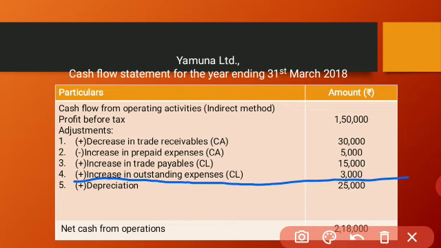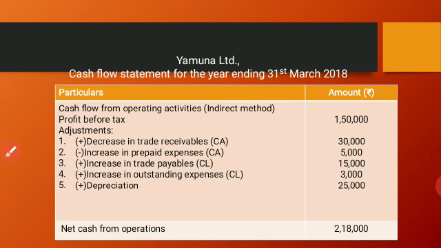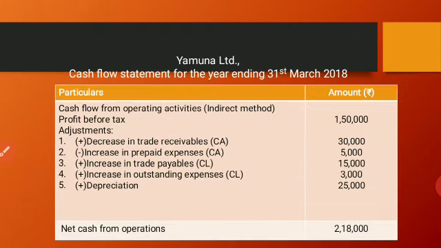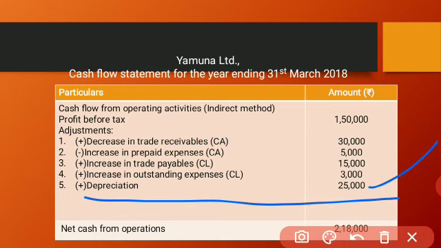What is the next information given about depreciation? Sorry, other expenses included, one more piece of information: other expenses included depreciation of rupees 25,000. We know depreciation is nothing but a reduction in the value of an asset. So depreciation we always add back to the net profit.